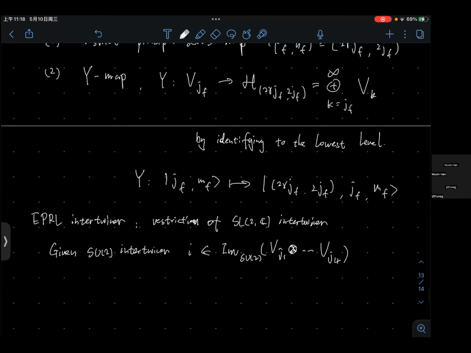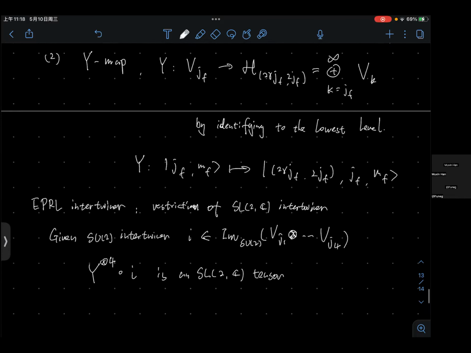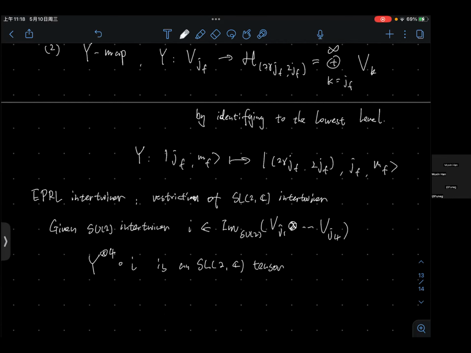Now, firstly, we use 4 copies of the Y map to act on this intertwiner. So now what we get is just a tensor, an SL2C tensor, because the Y map acting on an SU2 state gives you an SL2C state. Then you get 4 copies of the Y map, and it is a tensor, but not yet an invariant tensor. But what we want is an intertwiner.